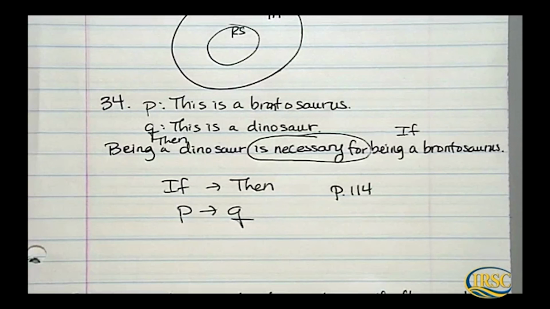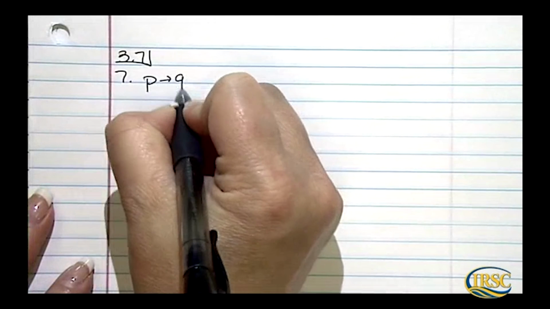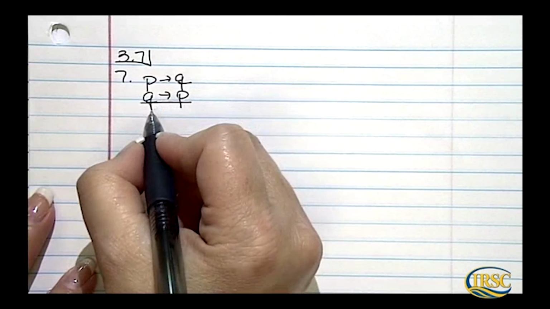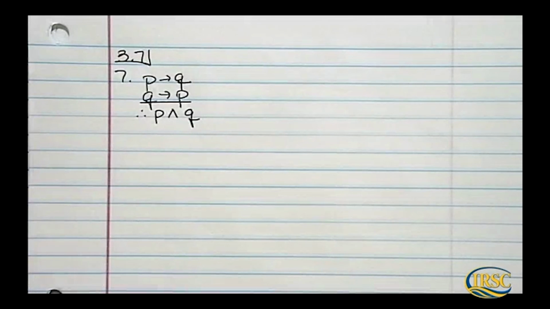Okay, one last question from section 3.7. Number 7. Okay, so you have this argument, if P then Q, if Q then P, therefore P and Q. It says use the truth table to determine whether the symbolic form of the argument is valid or invalid. Now the first thing I could do is check that chart on page 170 to see if this is one of the common valid arguments or common invalid arguments, and it's not. Okay, this doesn't appear on that chart. So I can't use the shortcut and say it's the fallacy of the converse or anything like that.